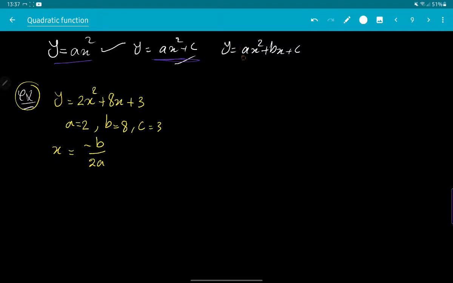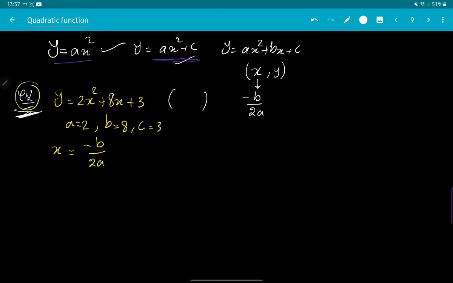How? Since you know that the vertex is x and y, we need to know what x is. x is -b over 2a. The value of b here, take it by the opposite sign, then divided by double a. This is the example here: y equals 2x squared plus 8x plus 3. How to know the vertex?